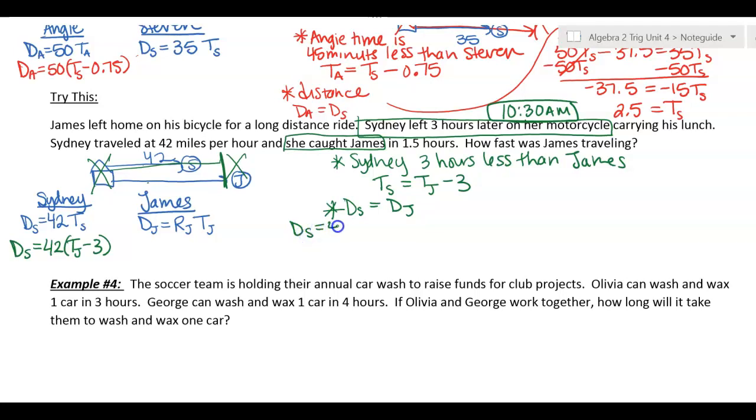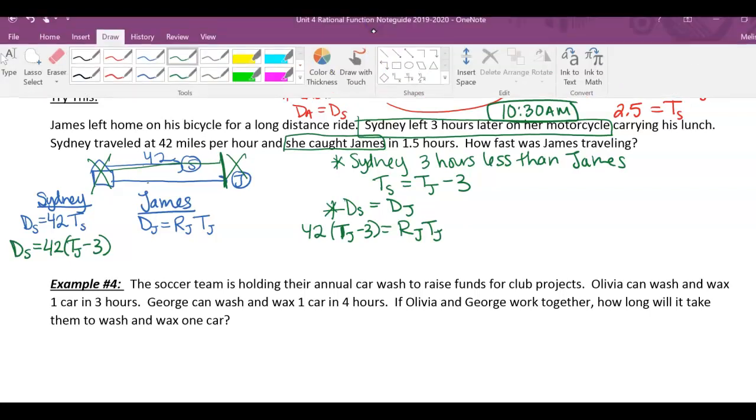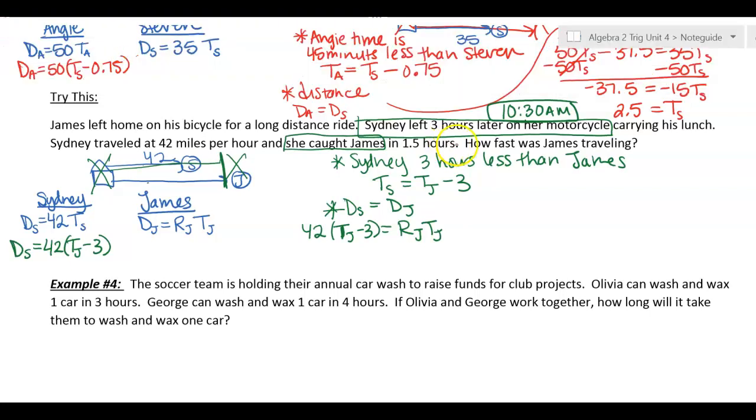So that would give me this. So here's Sydney's distance that we have, time James minus 3, and James's distance, which still looks a little bit messy because we still have two different variables in it. So do we know anything else when we look at this that we haven't used? And when we do, it says right here, she caught him in 1.5 hours. So they actually do tell you her exact time. Sydney spent 1.5 hours on the road.